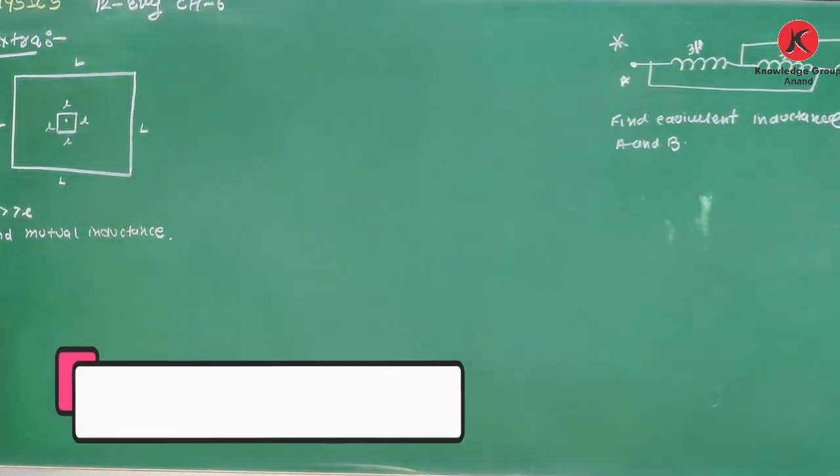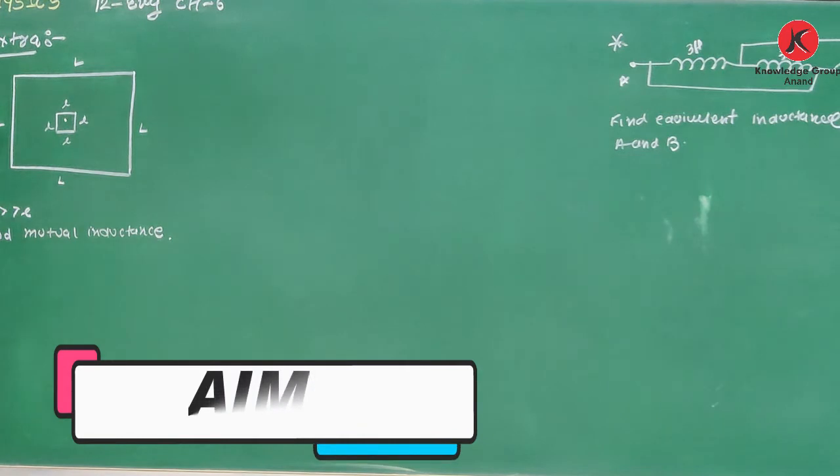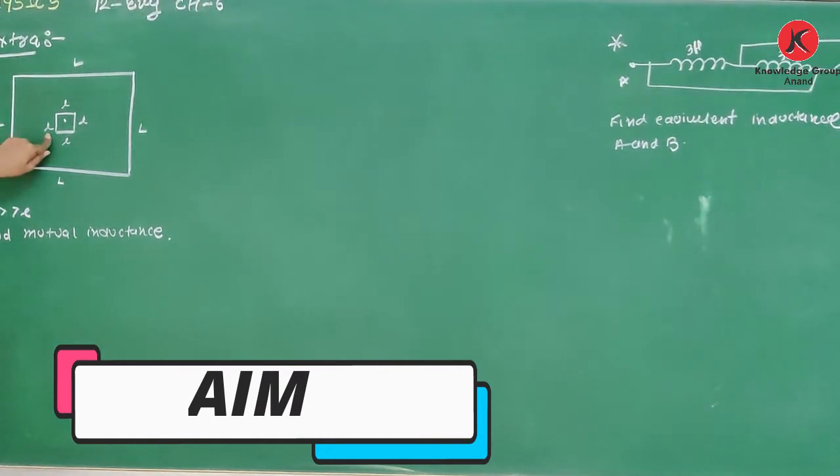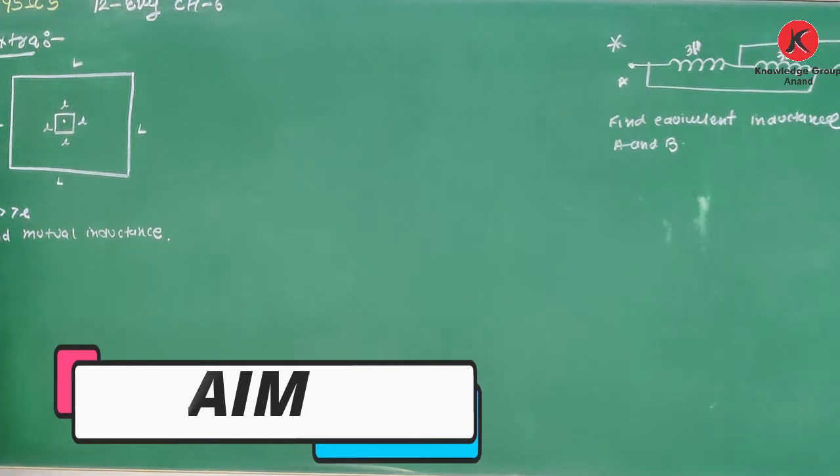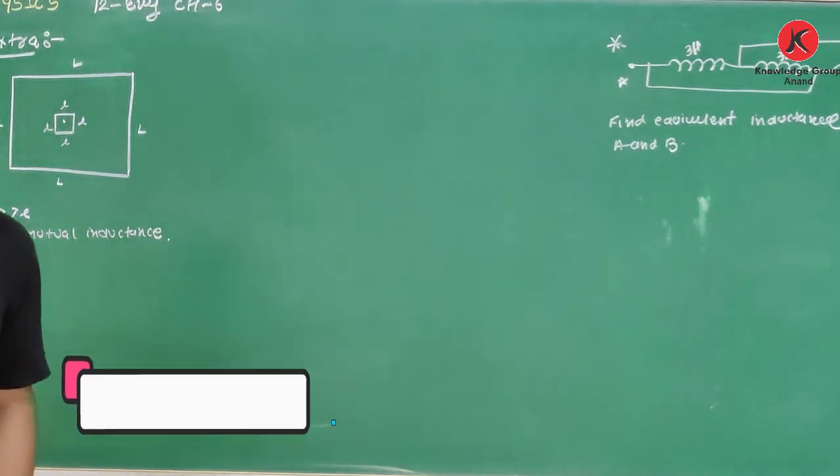Yes, we will see an extra question. Here you are given two coplanar square loops, one having side capital L and another having side small l, and their centers, their midpoints, coincide with each other. You are given one condition: capital L is very much greater than small l. You have to find the mutual inductance of this system.